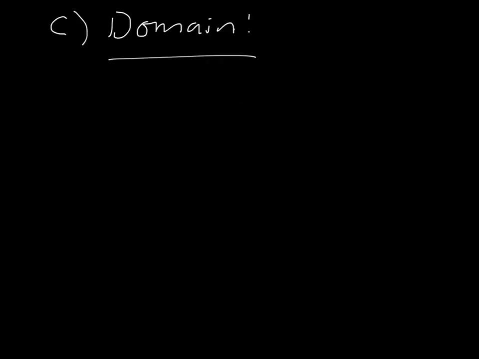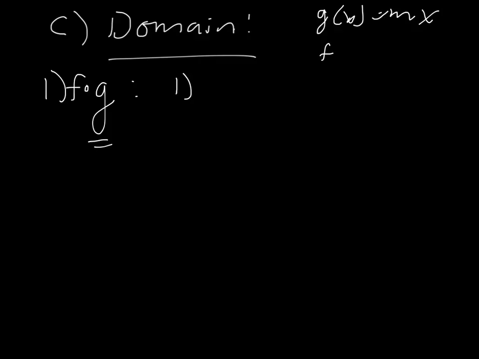So now we're going to want to find the domains. So first, we'll start with f of g of x. And so the domain of this, if you remember, we broke it down in the last video into 3 steps. The first step is to find the domain of the inner function, which is g of x. Let me rewrite these up here. G of x equals mx. F of x equals ax plus b over cx plus d. So the domain of the inner function, mx, is just going to be all real numbers.